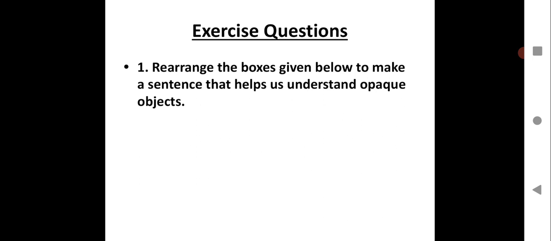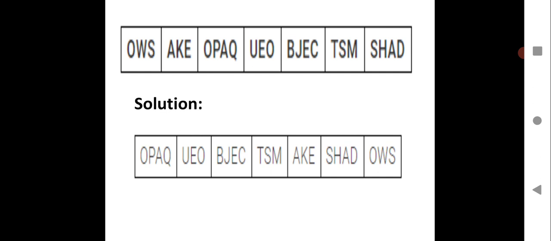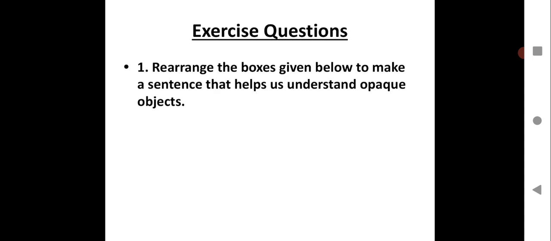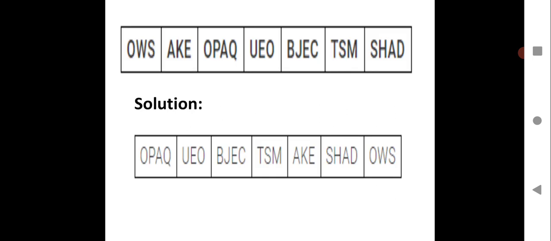You have question number 1. Rearrange the boxes given below to make a sentence that helps us to understand opaque objects. Here the words are jumbled, so you have to rearrange them to make some sense. What you have to do is rearrange the boxes to make a sentence that helps us understand opaque objects. So here is the solution.